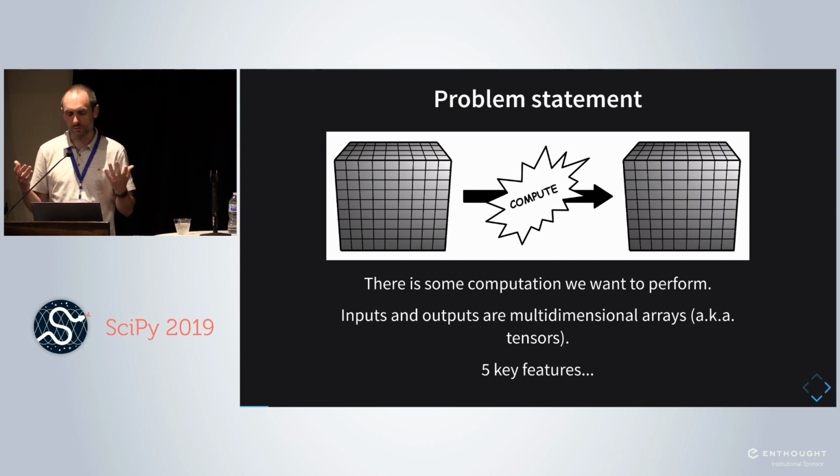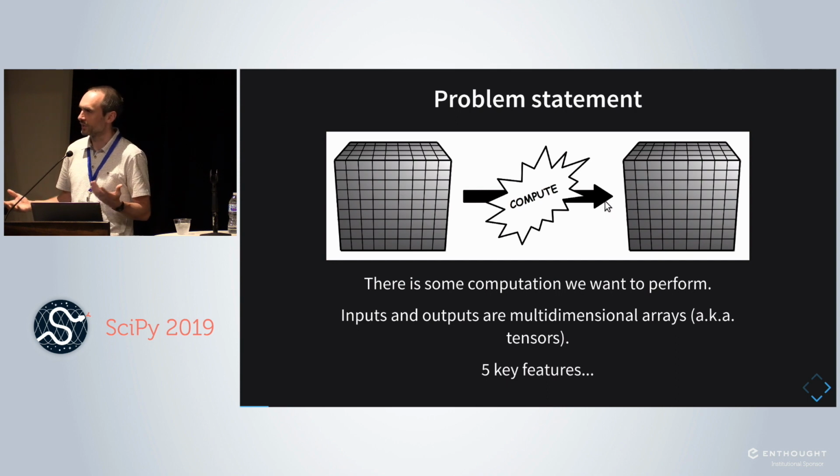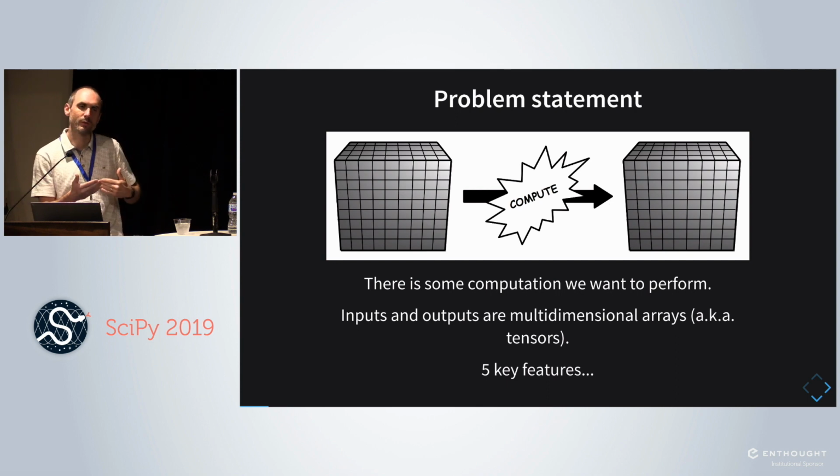But this is a very general schema, and we want to do some sort of computation, and the output of our computation is going to be some other multidimensional array. In general, there may be multiple input arrays and multiple output arrays, but it captures the essential features just to think of one input and one output. There are 5 key features of this type of problem that motivate this work.